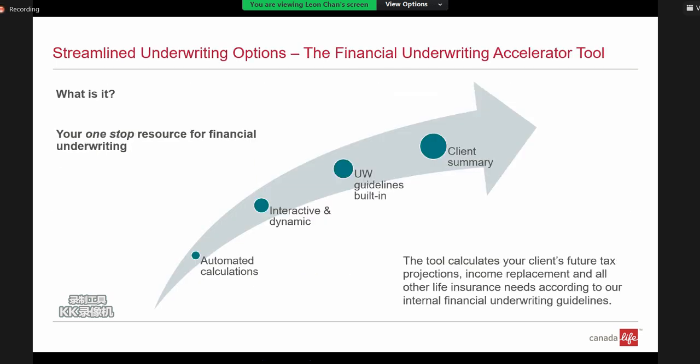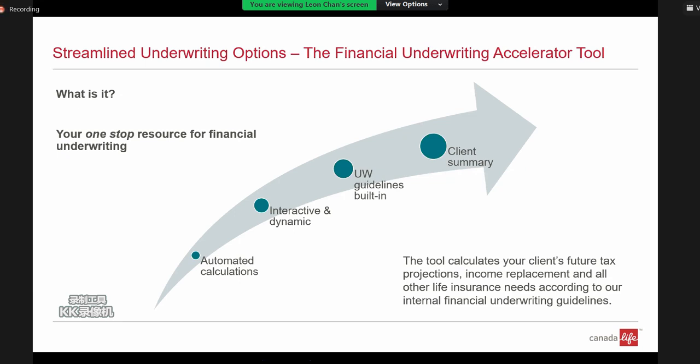Great. Okay, so the really last thing that I wanted to go over today is the financial underwriting accelerator. If you were to ask me to describe that tool in one sentence, it's your one-stop shop resource for financial underwriting, right? This tool calculates your client's future tax projections, income replacement, and other financial insurance needs, according to our internal financial underwriting guidelines, right?